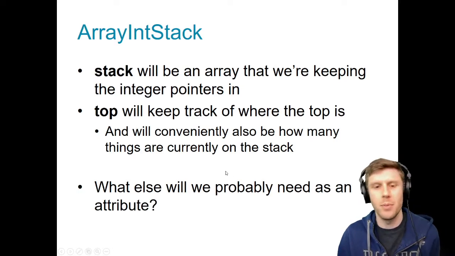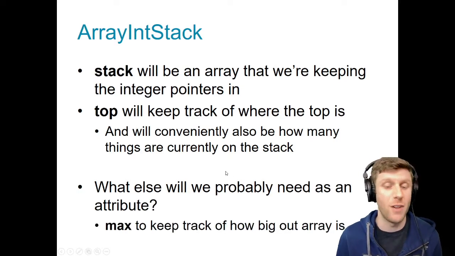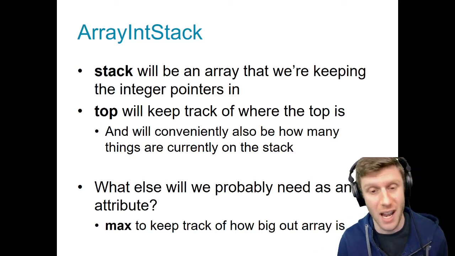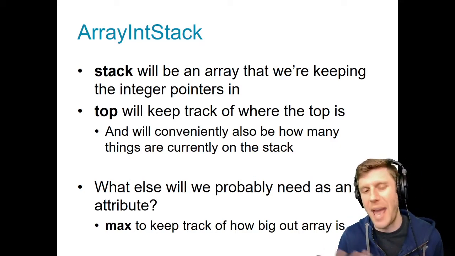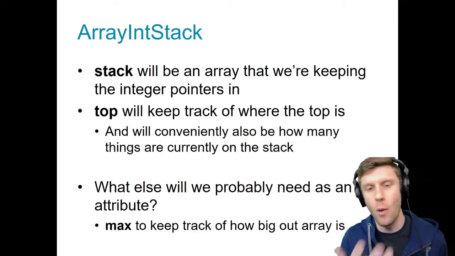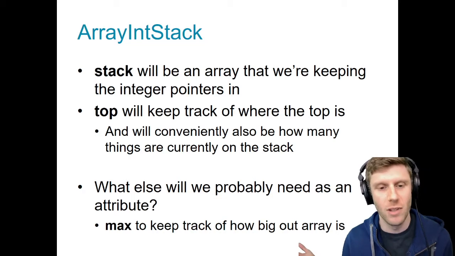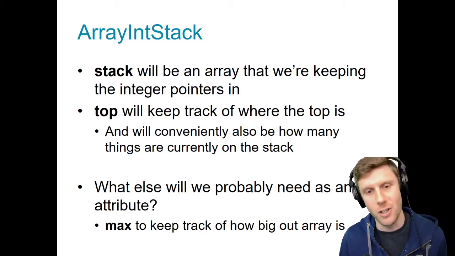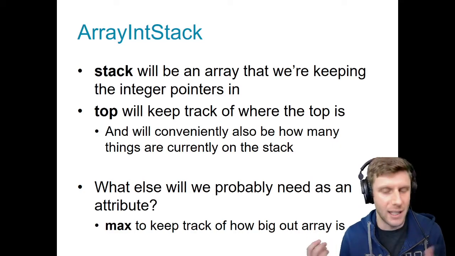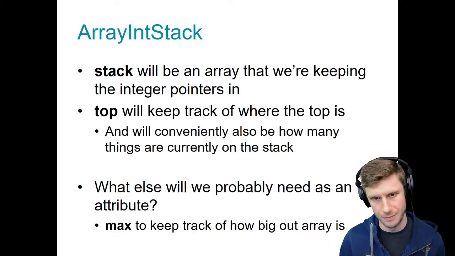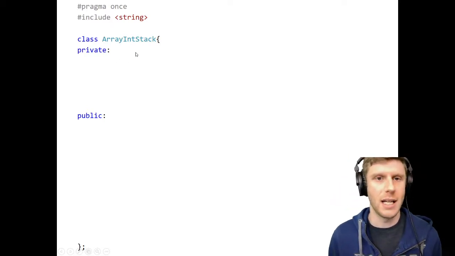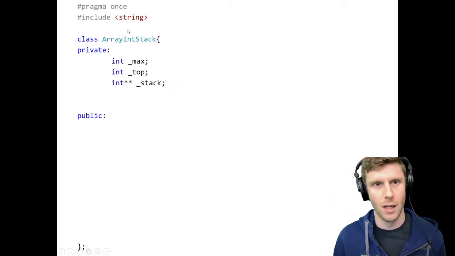And what else do we probably want? Well, maybe max to keep track of how big the array is, because you might remember from the course example or the country catalog example, we need that expand capacity thing, right? Because if I make an array of size 10 and I want to start adding 11 integers, I'm going to run out of space. So we need to be able to automatically have a bigger array. So let's start by creating our header. So what do we see?